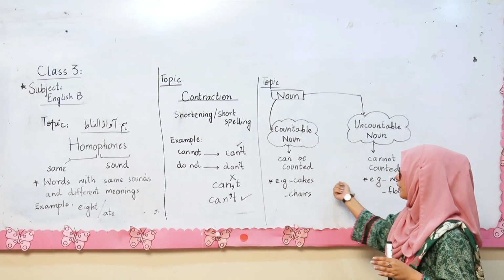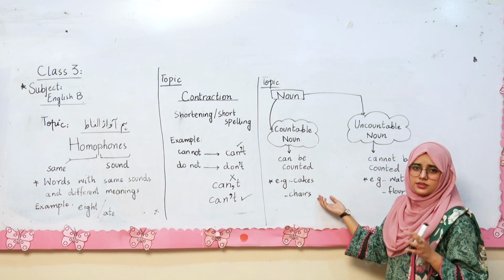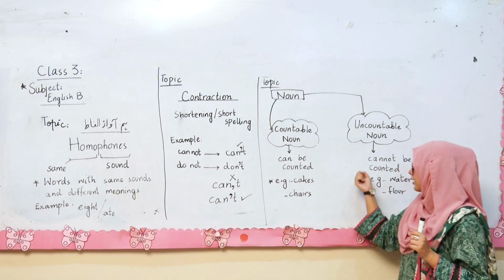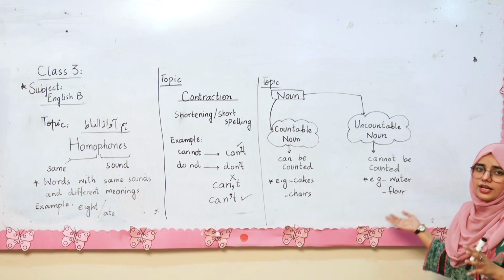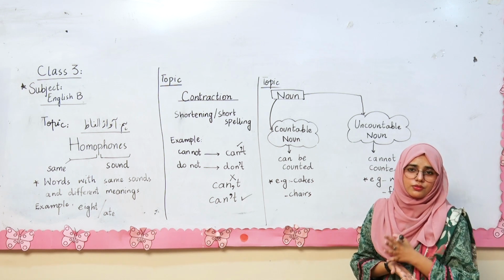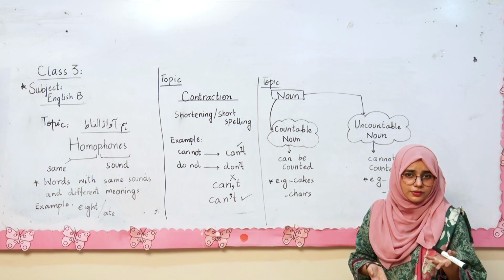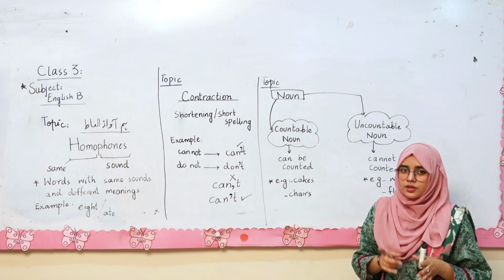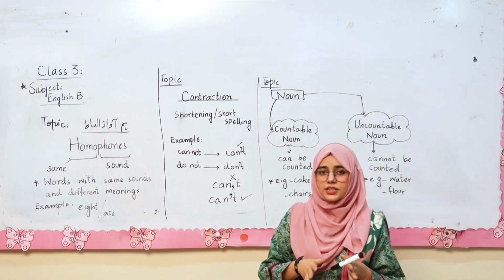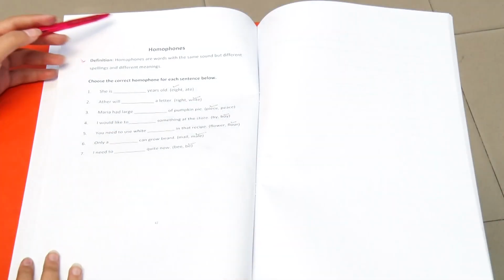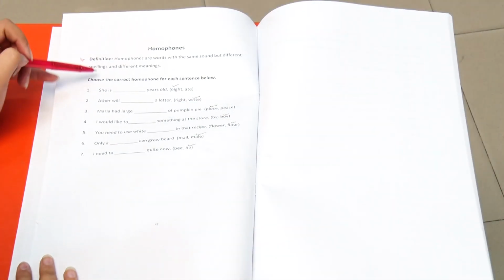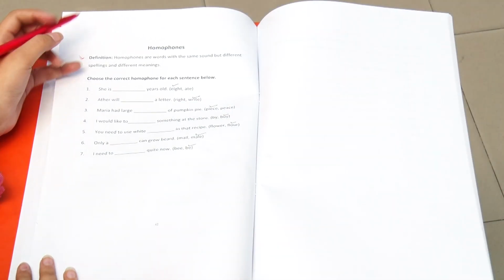The examples of countable nouns are cakes, chairs, students, many other things like that. And the examples of uncountable nouns are water, flour or anything that you cannot count. You cannot count the water, you cannot count the grains of rice. These are uncountable nouns. Now we will move towards the worksheets of these three topics and we will solve the worksheets together.